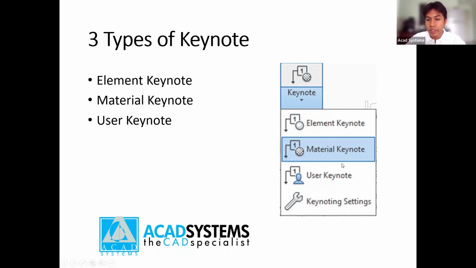And also we have another one, the user keynote, which shows the data from an external file, which is a txt file. But basically there are three types of keynote, which we'll look into later on.